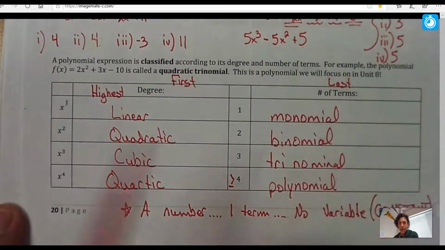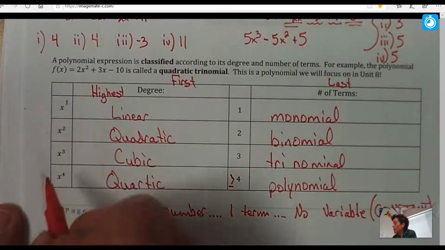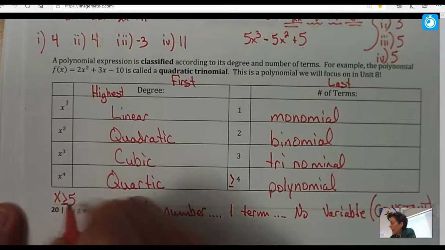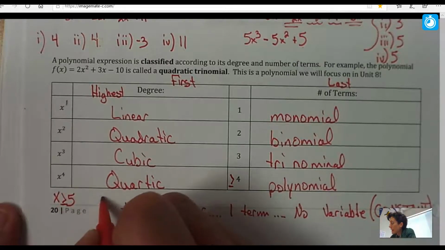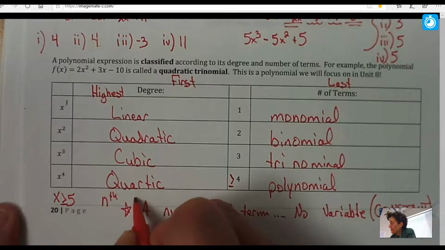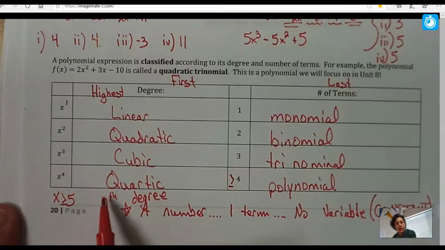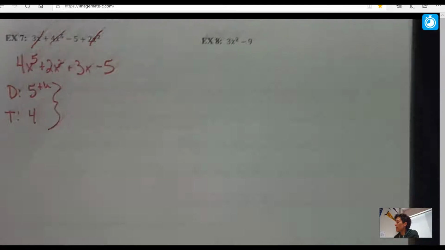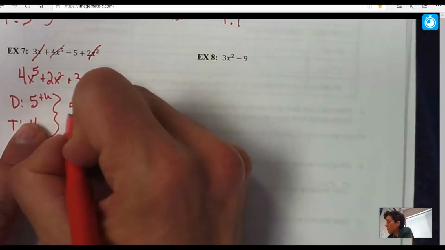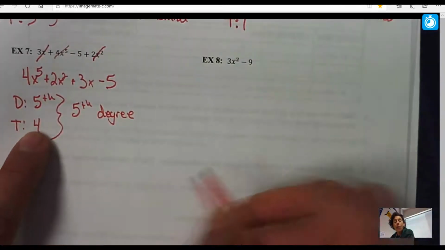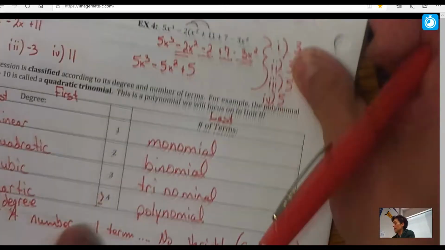So pause, time out on that problem. Let's come back. So once you start to have a degree greater than or equal to 5, then it's just the nth degree. Oh, shoot, I should have written this better. And so basically, if it's a 5, it's a 5th degree. It's a 6, it's a 6th degree. It's a 7, it's a 7th degree. So for this one, I would call this a 5th degree, because there's no more special name for it. And then 4, remember 4 or more is a polynomial.